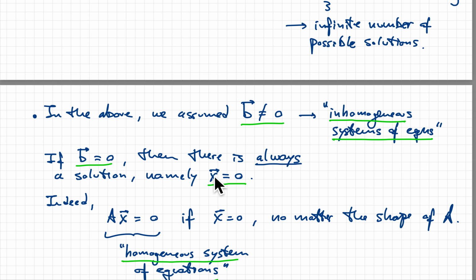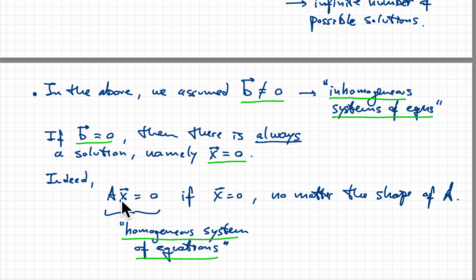You just have to set x equal to 0, because every time you multiply a matrix by a vector, if you set that vector to 0, no matter what A is, you automatically get 0 as a result. The 0 should have a vector on top here, so it's a 0 vector. This is what we call a homogeneous system of equations, and it can always be solved by just setting x equal to 0. Now you can ask, is x equal to 0 the only solution? And we'll get back to that.